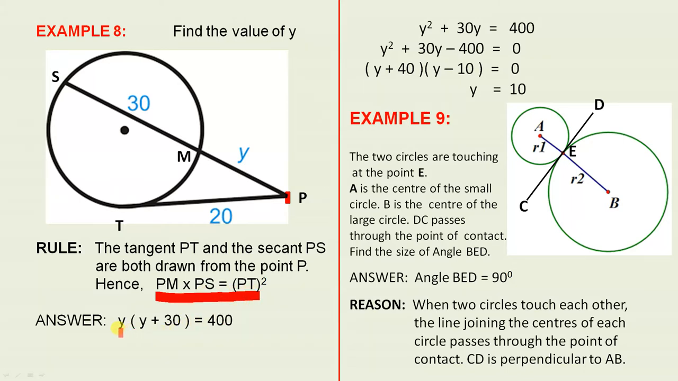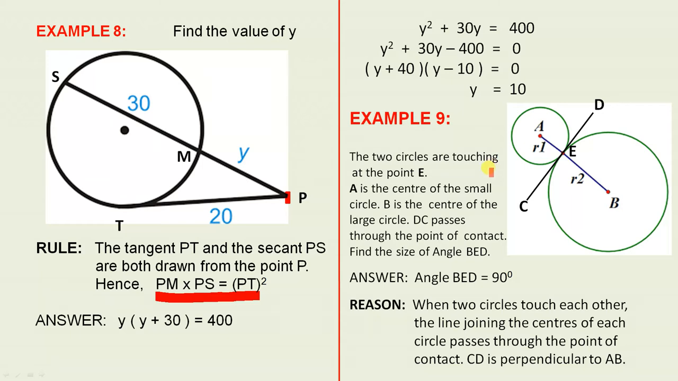So PM is y. PS is y plus 30. And PT is 20. So y times y plus 30 equals 400, which is 20 squared. So y squared plus 30y is 400. y squared plus 30y minus 400 equals 0. Factorise, which gives you y equals 10.